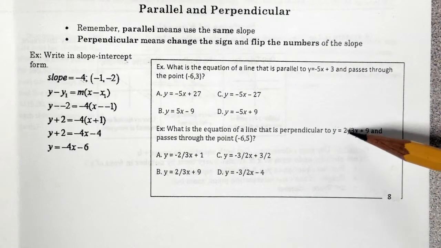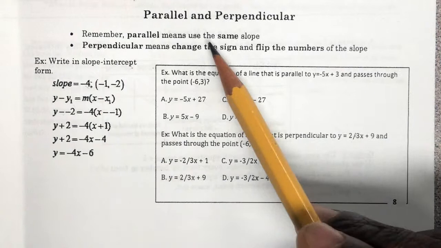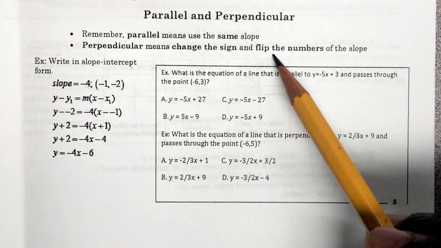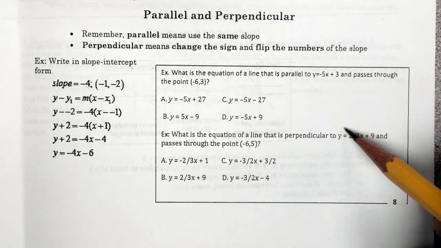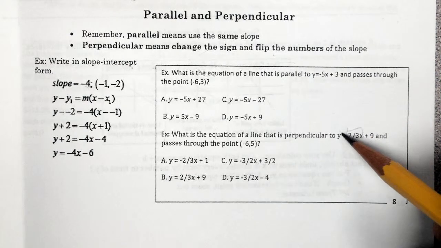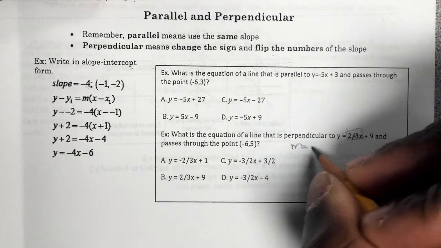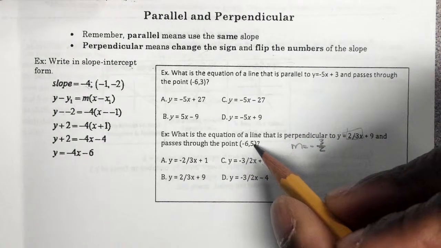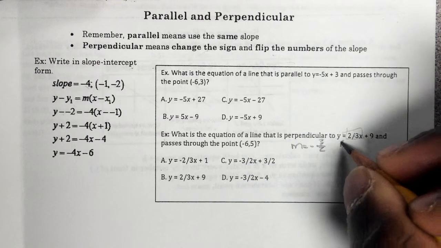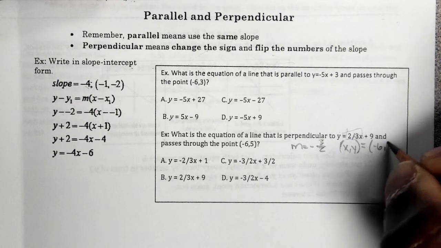I'm going to do what is usually the harder one, and start with the perpendicular one, because for perpendicular lines you change the sign and you get the reciprocal. So our slope of this line is 2 over 3. And it's positive. So our new slope is going to be negative 3 over 2. All right, and they give us the point negative 6, 5. So we know what x and y are, and they are negative 6 and 5.